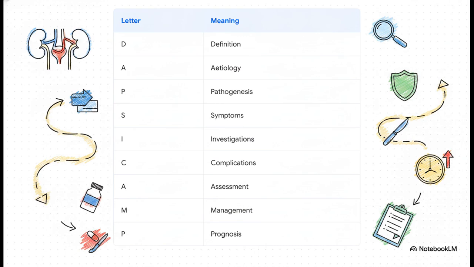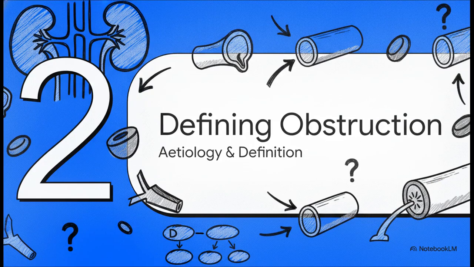It's a very specific sequence: definition, etiology, pathogenesis, symptoms, investigations, complications, assessment, management, and prognosis. This isn't just some random list to memorize. It's a cognitive map. And this exact sequence is going to guide the rest of our clinical evaluation of obstructive uropathy today. We're basically going to walk through these exact steps to build a complete 360-degree view of the whole condition. Which brings us to Section 2, defining the obstruction.